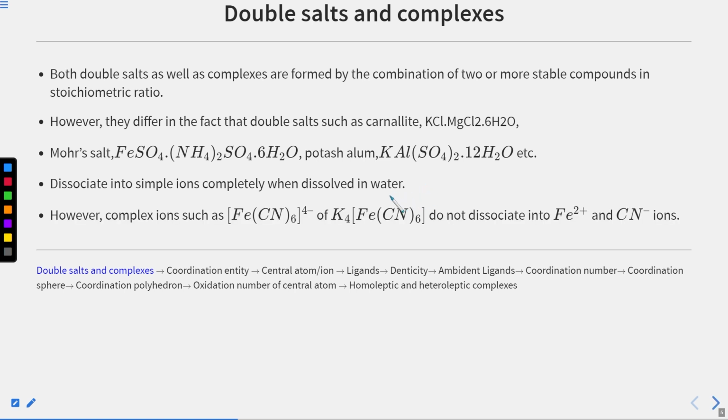But the complexes, when dissolved in water, do not dissociate completely into Fe2+ and CN- ions. So this is the main difference between the double salt and complexes. Although their main way of formation is the same, meaning they both are formed by the combination of two or more stable compounds, the former one, that is the double salt, is completely soluble in water, meaning they dissociate completely in water, while these complexes, when dissolved in water, are not completely dissociated into their corresponding ions. Clear?